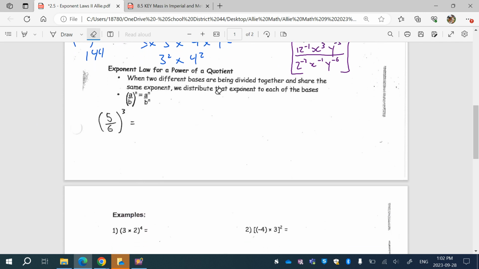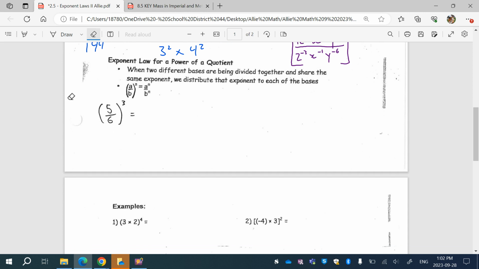Okay. The last law we're going to look at today is the exponent law for a power of quotients. So when two different bases are being divided together and share the same exponent, we distribute that exponent to each of the bases. So if you have in brackets a over b to the power of n, it's the same as a to the power of n over b to the power of n.